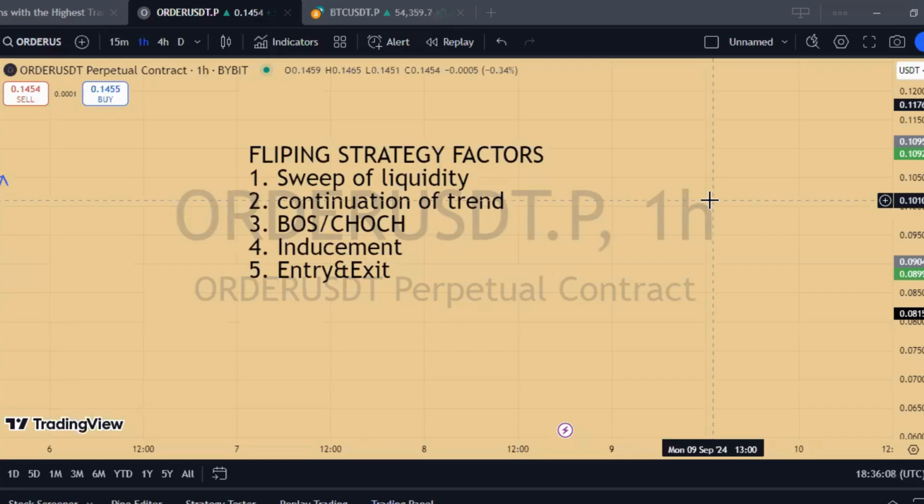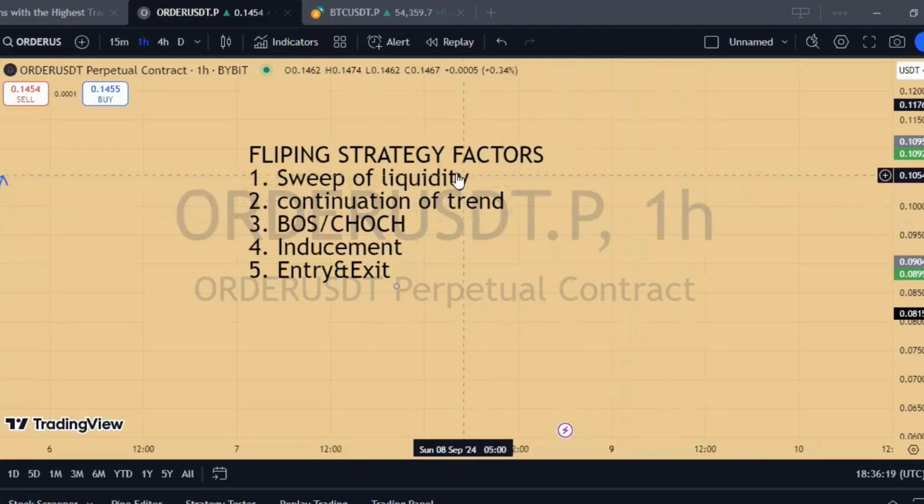Now, the criteria in trading this flipping zone that I always talk about: one, you have to look for a sweep of liquidity. Okay, that's the first thing that is required in order to anticipate a flip. You can't just enter into the market because you want to flip your account. You will end up blowing it.